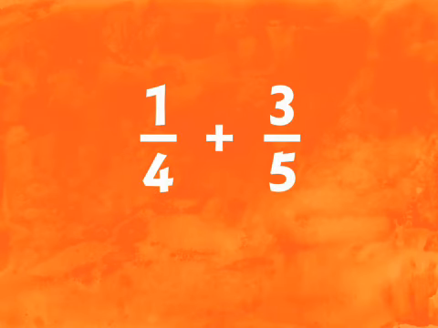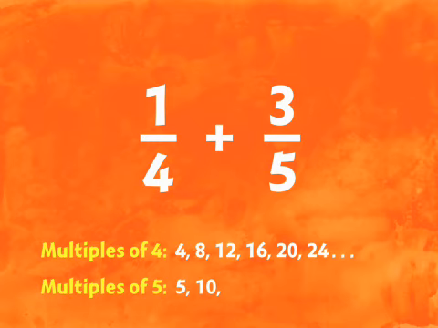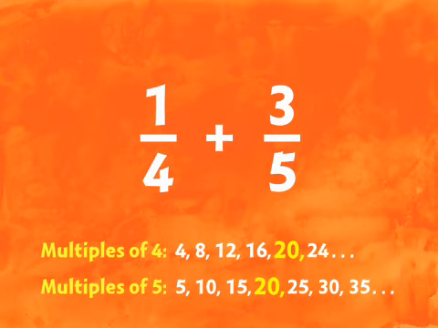Let's use a common denominator to add 1/4 and 3/5. First, let's list the multiples of each denominator. The multiples of 4 are 4, 8, 12, 16, 20, 24, and so on. The multiples of 5 are 5, 10, 15, 20, 25, 30, 35, and so on. A common multiple of 4 and 5 is 20, so write both fractions with denominator 20.